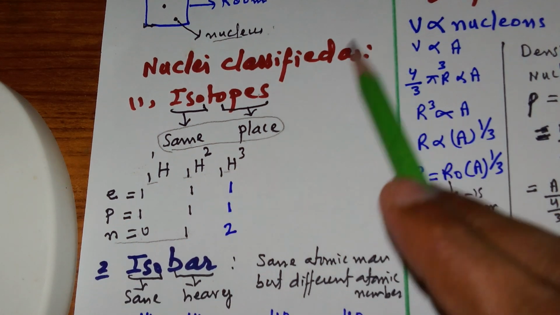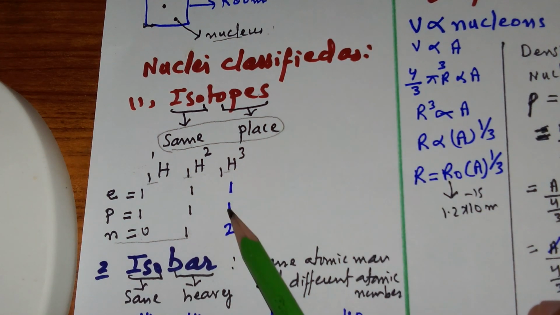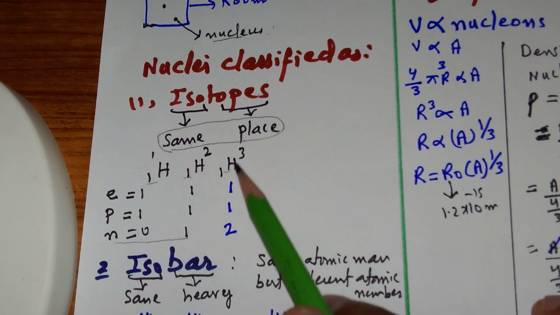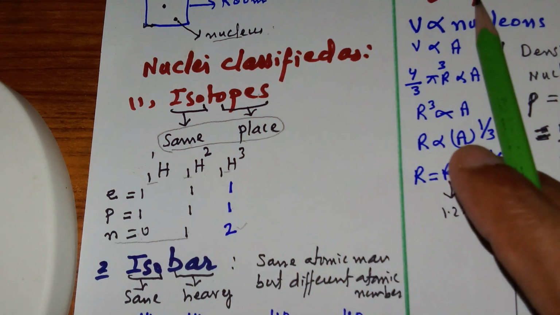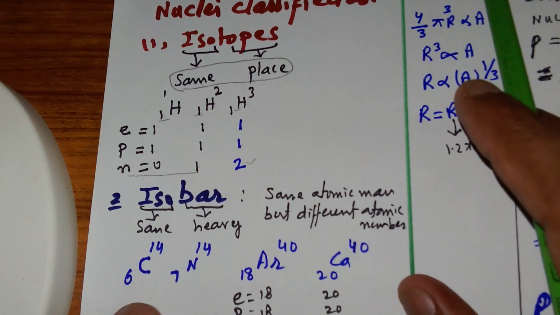And for the tritium, you can see the number of electrons and the number of protons are both the same. So 3 minus 1, the answer will be 2. So the number of neutrons in tritium is 2. Another one that we have is the isobar.